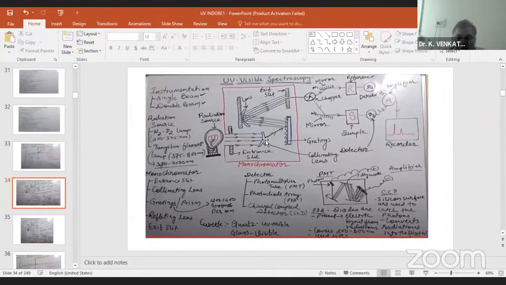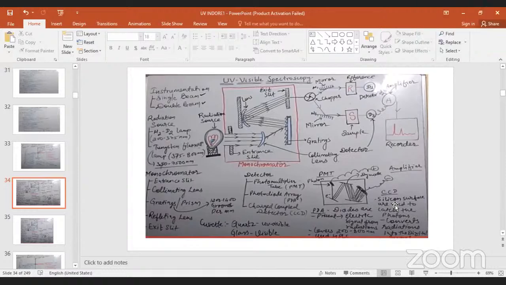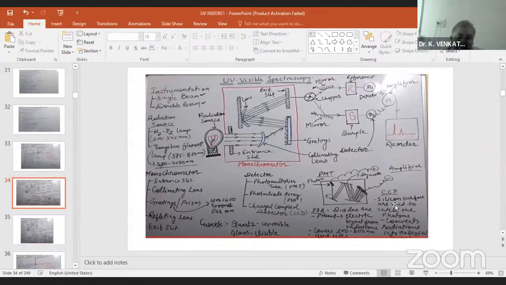This is the collimator lens. Why are we using it? The direction is slightly changed. What is the collimator's role? The direction is slightly changed. Then this is the reflecting grating. In a 1 mm grating, nearly 1200 to 1400 grooves are present.